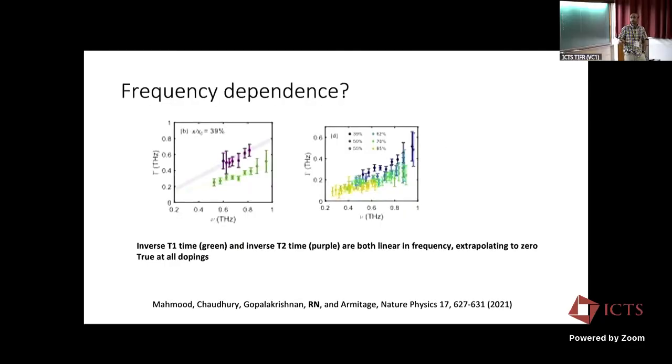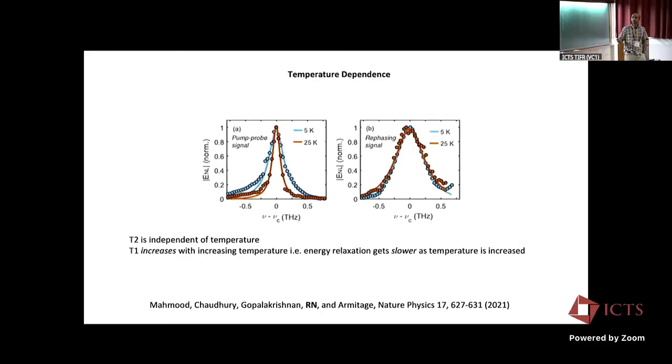You can look at the frequency dependence. The frequency dependence of the relaxation rate is linear in frequency, both T1 and T2 relaxation rates. You can also look at the temperature dependence. So the experiment can be done at 5 Kelvin and 25 Kelvin. And the surprising feature here is that the signal is sharper at 25 Kelvin than at 5 Kelvin. So it seems that the relaxation rates of Mott dipoles are actually lower at higher temperature, which again is maybe backwards from what you would naively have expected.